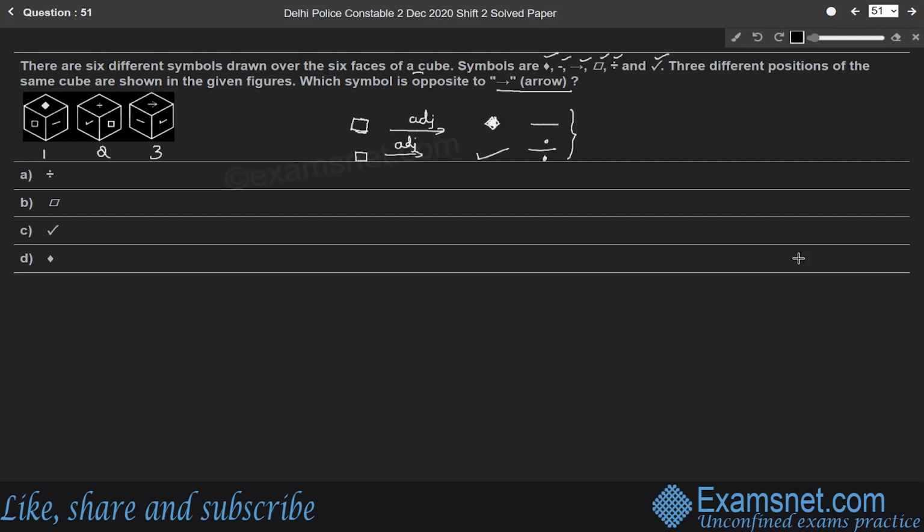So these 4 cannot be the opposite sides. Right? These 4 symbols cannot be the opposite faces. Therefore, only the left symbol remains. What is the left symbol? Arrow mark here. So in these 3 figures, only the left symbol is arrow mark. Therefore, the arrow mark face is opposite to the quadrilateral. Looking at the question, which symbol is opposite to arrow mark? Arrow mark is opposite to quadrilateral. Hence option C is the right answer.